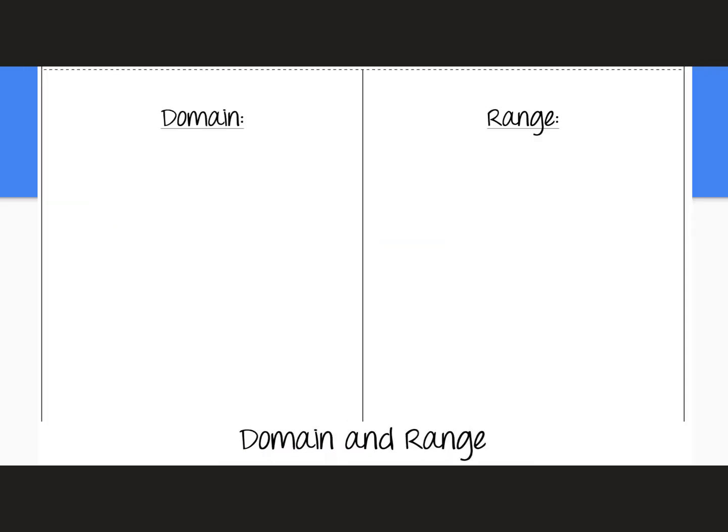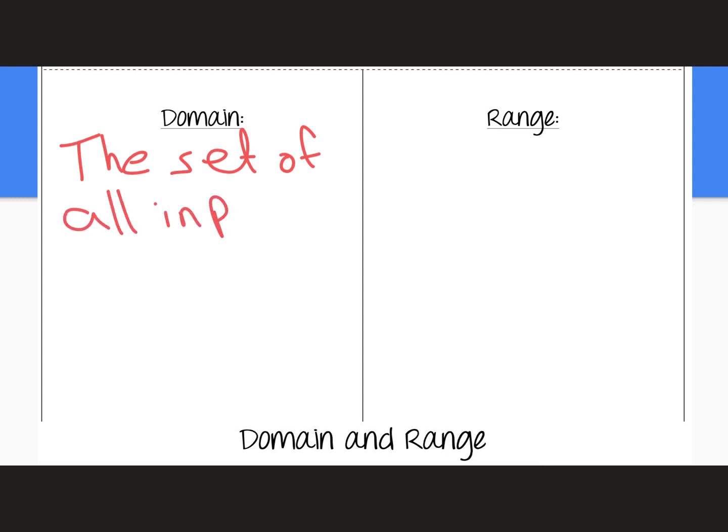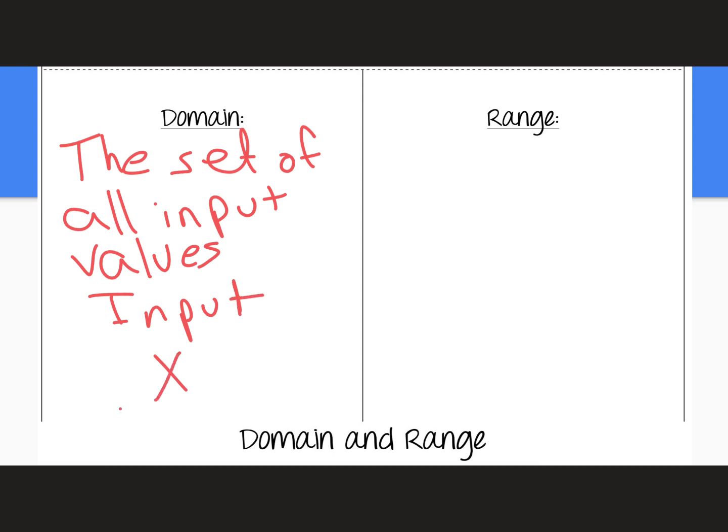So functions have domains and ranges. Domain is the set of all input values. So your domain is the set of all of your input values. We'll also use the word input to describe them. They are your x values. They'll be on your x-axis of a graph.